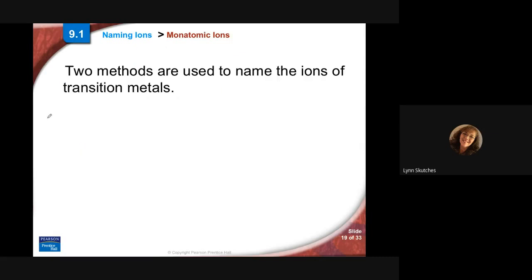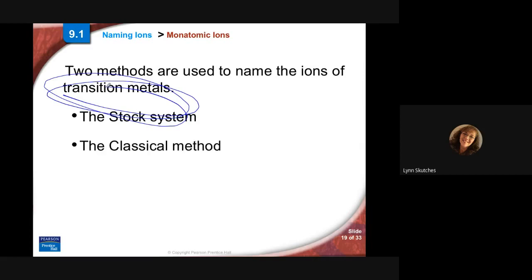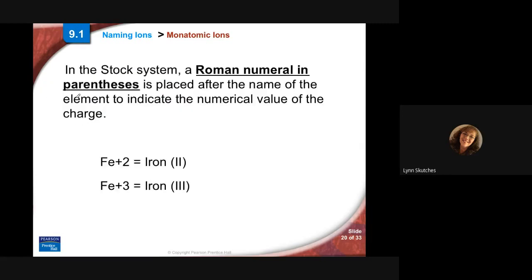It's weird. And so there's two ways to name transition metal ions, okay? And this is just for transition metals. The representative elements, I don't think I emphasized that at all in the earlier classes. This is only for those transition metals. It's not for elements that are representative. Okay? There's something called the stock system, and there's something called the classical method. Your friend is going to be the stock system. It's super easy. Okay? In the stock system, you use a Roman numeral in parentheses after the name of the element to tell you the charge.